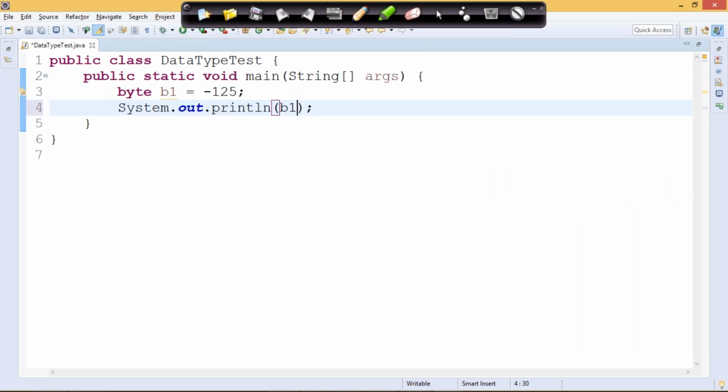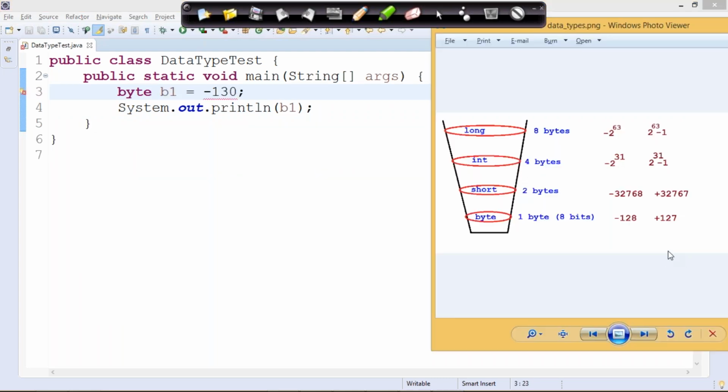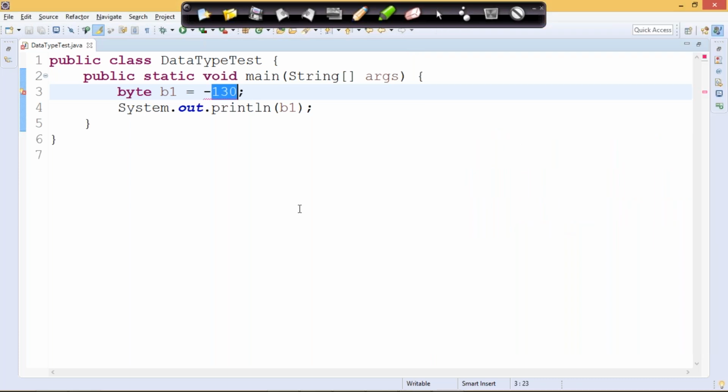I just say B1, so absolutely no errors here. But if I make it 130, it's giving an error. Why error? Because this is out of the limit. Out of the limit means 1 byte of memory, that is 8 bits of memory, is not enough to store the data called 130. So what do you mean by this?